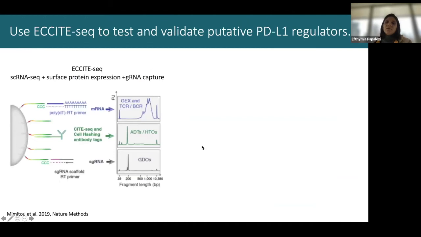Once I have these regulators of PD-L1, or putative regulators, identified, I need to find a way to test and validate them all together in a pooled format. So to do that, I basically used an extension of CITE-seq called ECCITE-seq, which combines pooled CRISPR screens with single-cell RNA sequencing and surface protein expression. So the idea was that I can perturb the gene of interest, a putative regulator of PD-L1, and then see what are the transcriptomic changes that correlate with the perturbation of that gene, and what are, if any, the changes in PD-L1 protein expression.